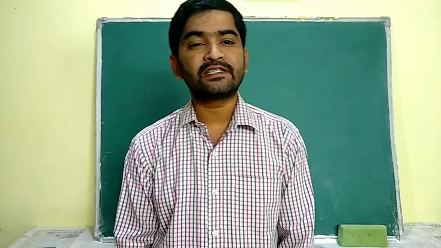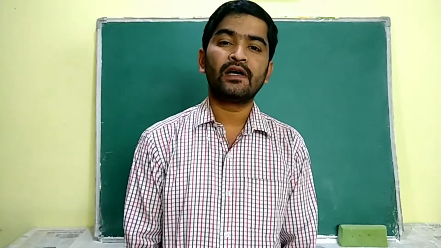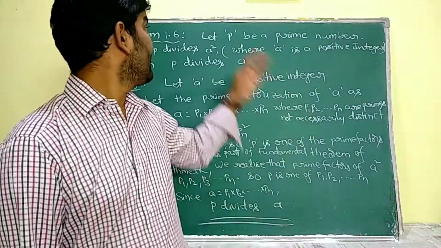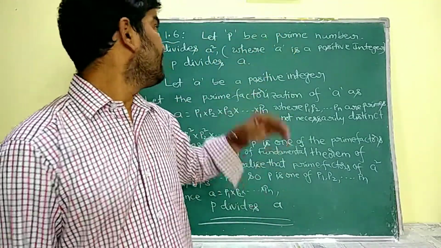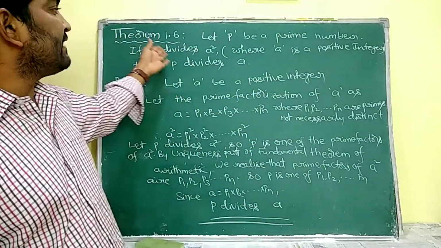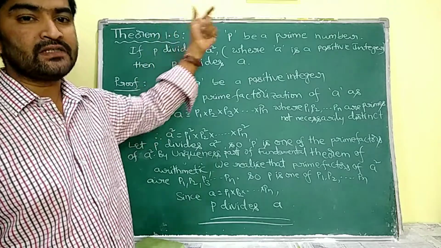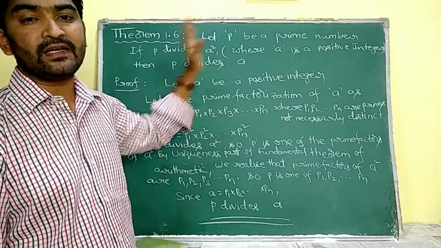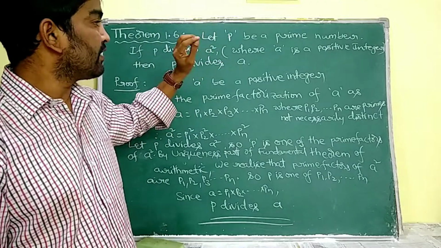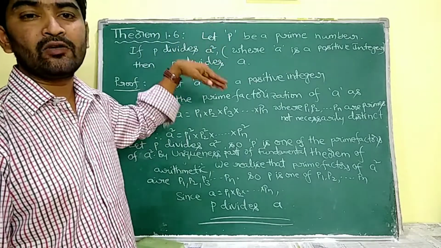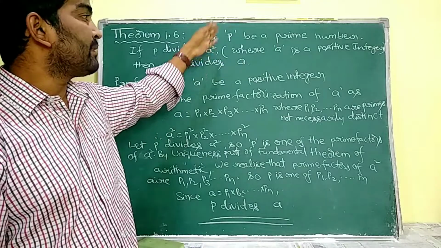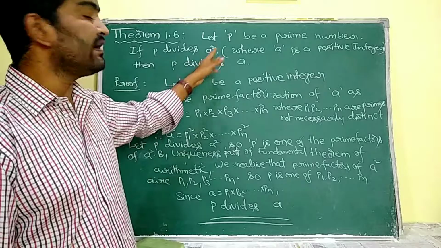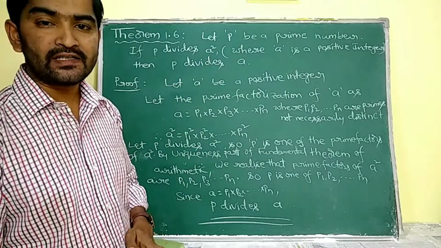Now we are going to discuss theorem 1.6 of real numbers. The theorem is: let P be a prime number, then if P divides A square, where A is a positive integer, then P also divides A. This is the theorem. Once again I am going to read out the statement: let P be a prime number. If P divides A square, then P divides A also. That is the theorem.